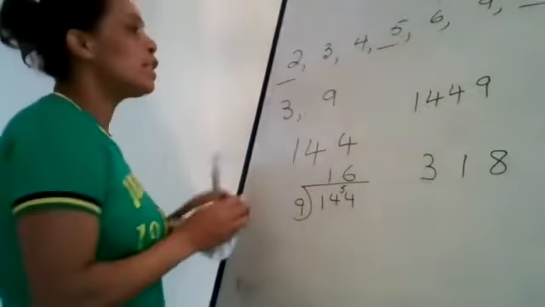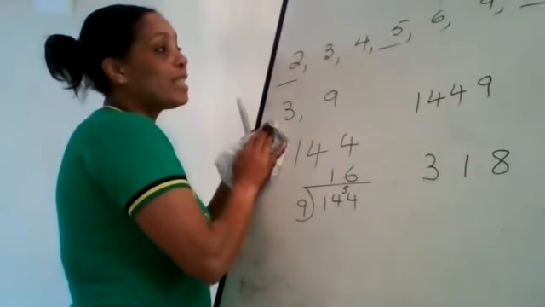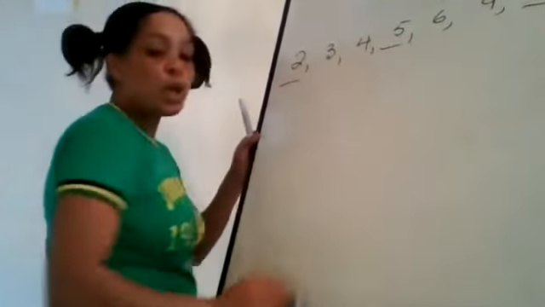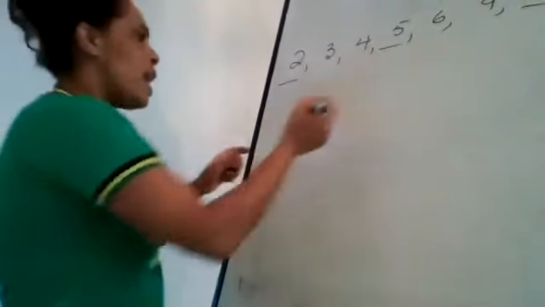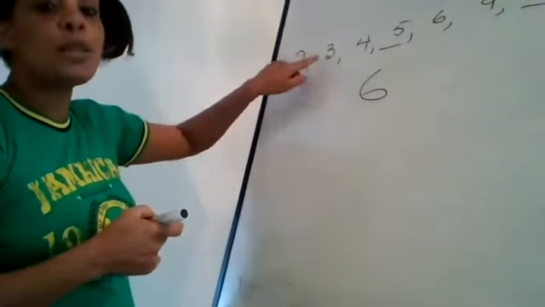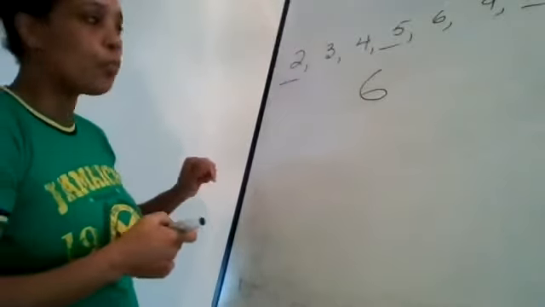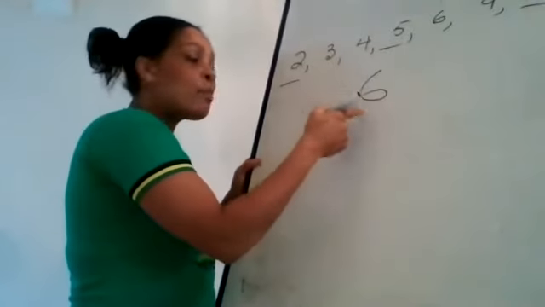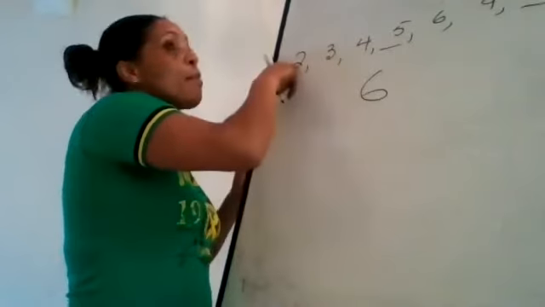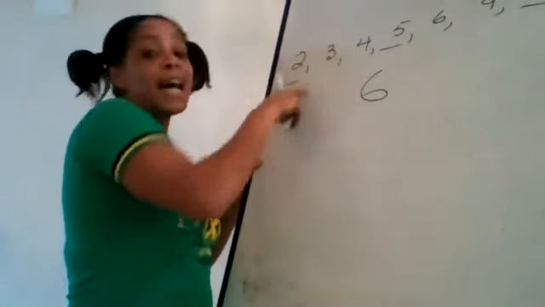So we looked at 2, we looked at 5, we looked at 10, we looked at 3, and we looked at 9. Now the next one we're going to be looking at is 6. And the reason we're looking at 6 next is because we already know 2 and 3. So we're going from what we know. To be able to find out if a number can be divided by 6 without leaving a remainder, the number must be able to divide by 2 and by 3.